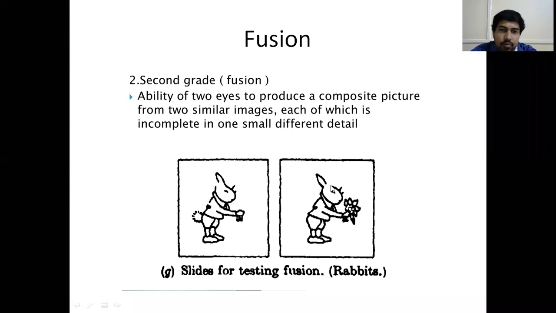That is what you infer, the brain infers. So fusion, second grade, is the ability of the two eyes to produce a composite picture formed from two similar images. There are two similar images. Both are images of a rabbit, but both are incomplete images. This image is shown to the right eye, this image is shown to the left eye. Then your brain interprets that both of these are a single image, a rabbit with two ears, one tail, and one bouquet. That is fusion or second grade.